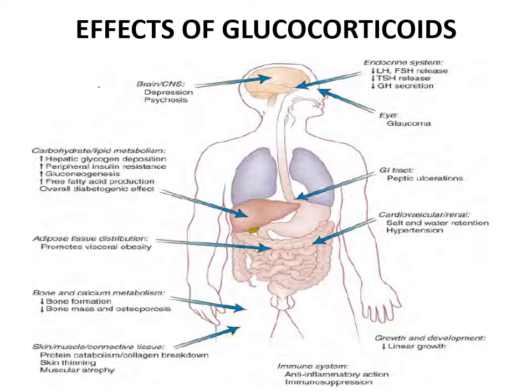principally glucose 6-phosphatase and phosphoenolpyruvate carboxykinase. In peripheral tissues, muscles or fat, cortisol inhibits glucose uptake and utilization. So this results in an increase in blood glucose concentration.